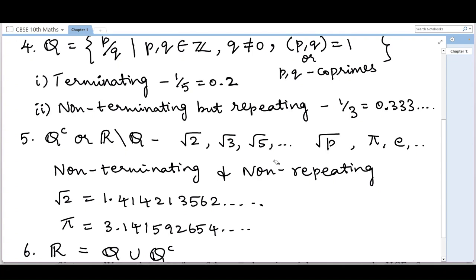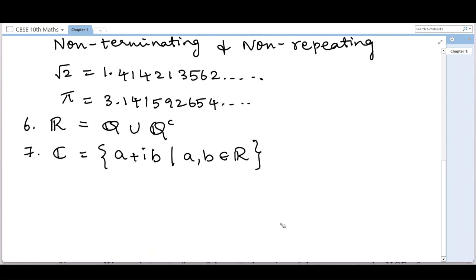For example, if you take the number root 2, it will have the value as 1.41421356 etc. Similarly, the value of pi will be 3.141592654 etc. So after the decimal point, we will have infinite number of digits, but they will not be repeating and they are not terminating. The next one is real numbers. So in general, real numbers can be simply written as union of rational and irrational numbers.